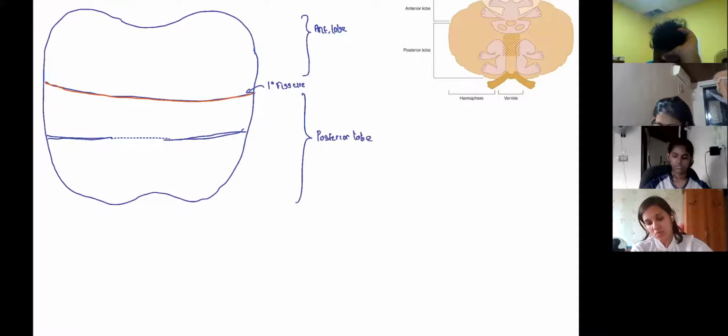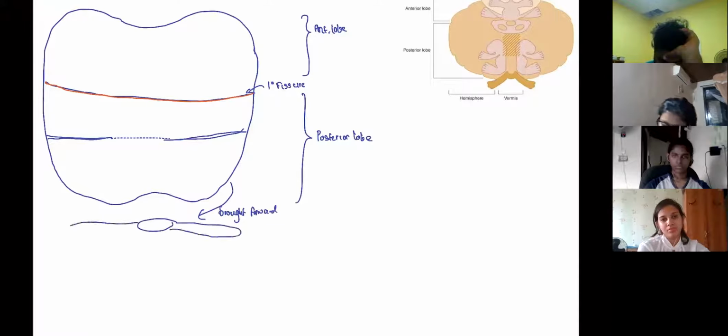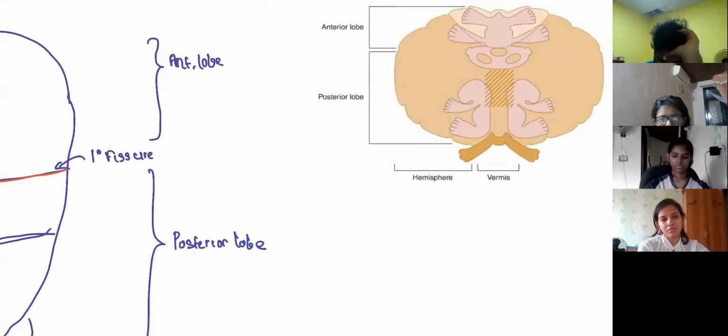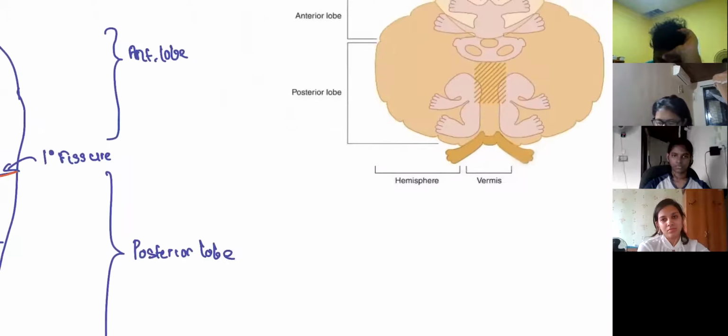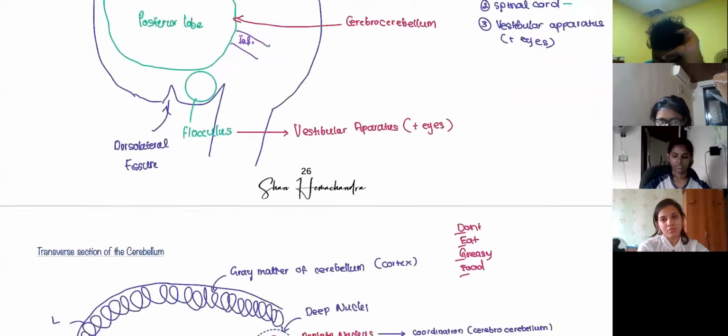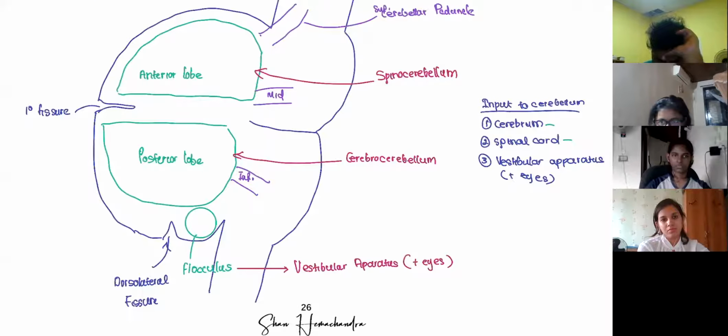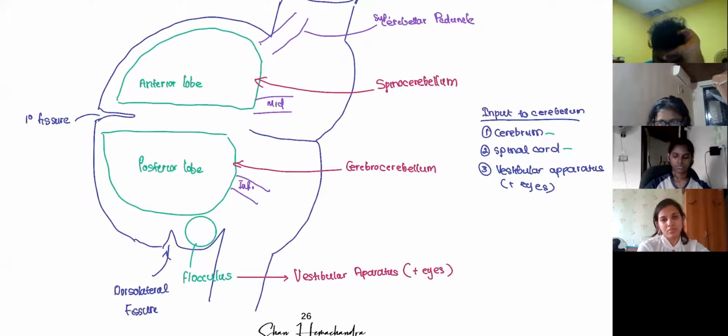And we cannot see the flocculus. So I'm going to bring it forward. Actually, you can see it here, like this. But basically, the flocculus is behind, and I need to bring it forward for you to see it properly. I hope you guys understand this.